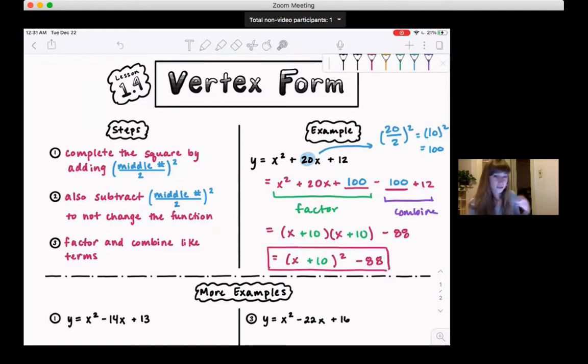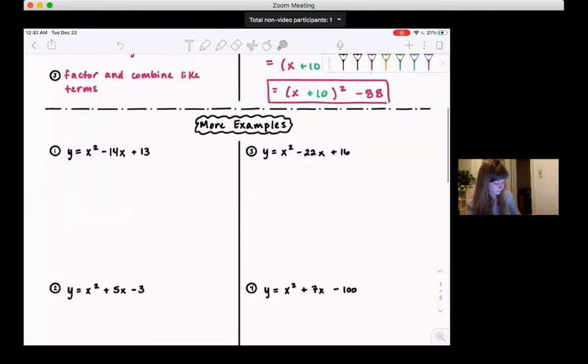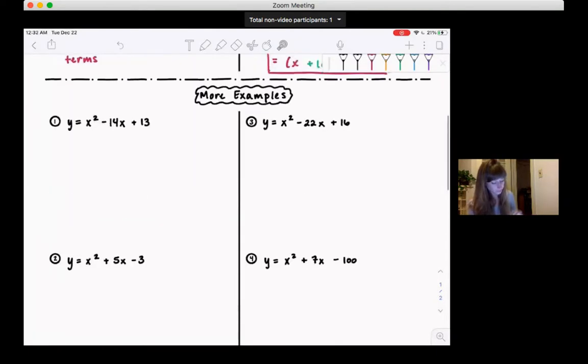Okay, so we just kind of need to practice that process, essentially. So we're going to do 4 examples. We're going to start by opening up the space where we add a number and subtract a number.